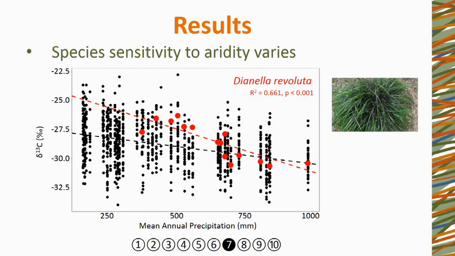And this is a really useful starting point, because if we look at this relationship, we see that the species slope is much steeper than that overall community slope. That suggests that this particular species is more sensitive to aridification than we would expect the average species, or the community as a whole, to be. And this species might encounter more rapid turnover than other species under various aridification scenarios.